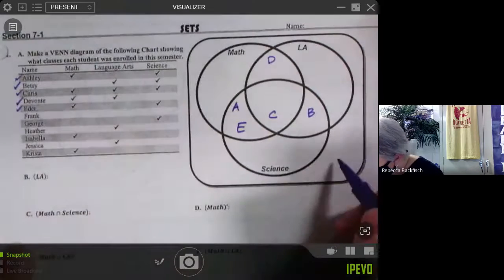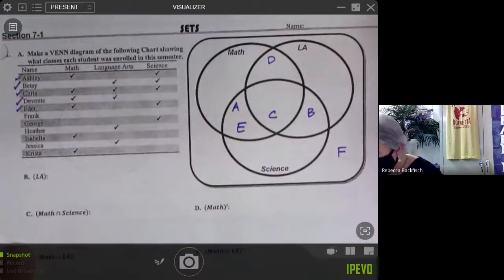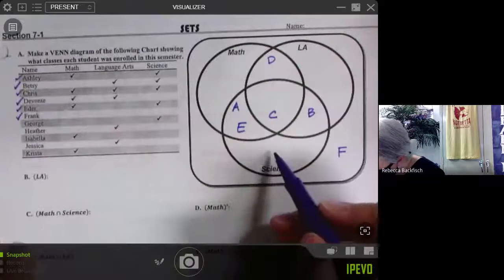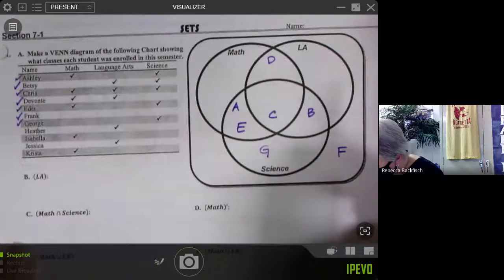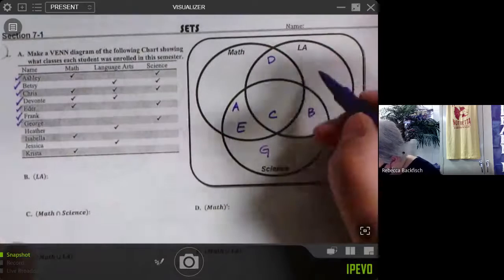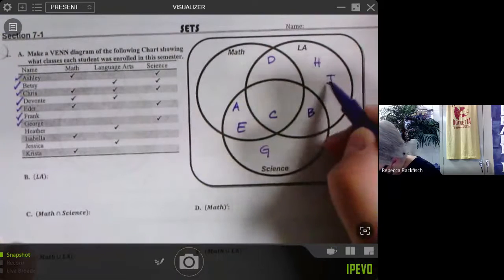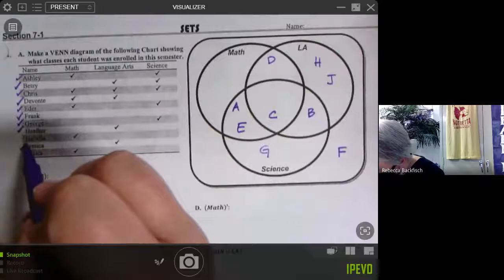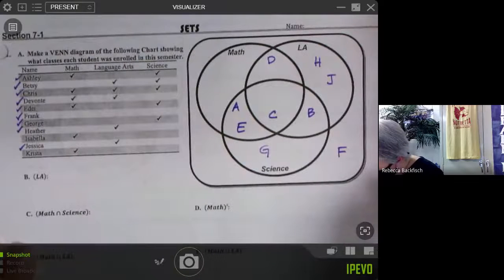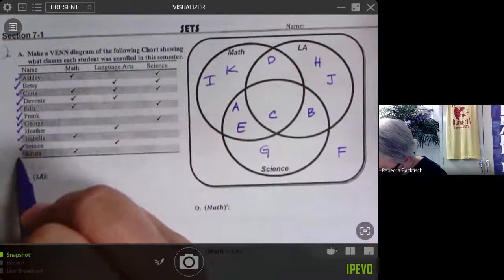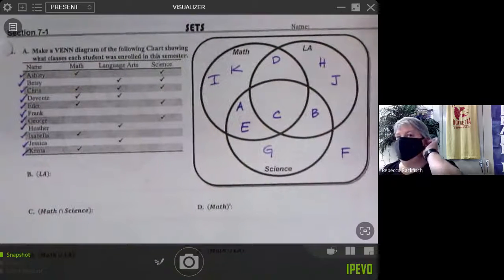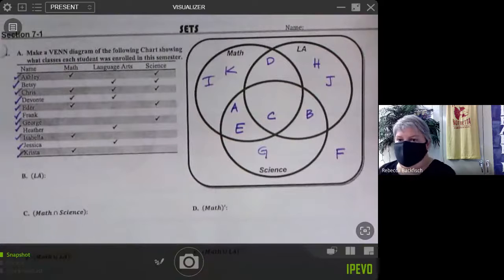Frank is in nothing, which means Frank goes outside the circles. George is in only science. Heather is in only language arts, and so is Jessica. So only language arts is Heather and Jessica. And Isabella and Krista are both in only math. So this is what I get for my Venn diagram. So hopefully ours match.